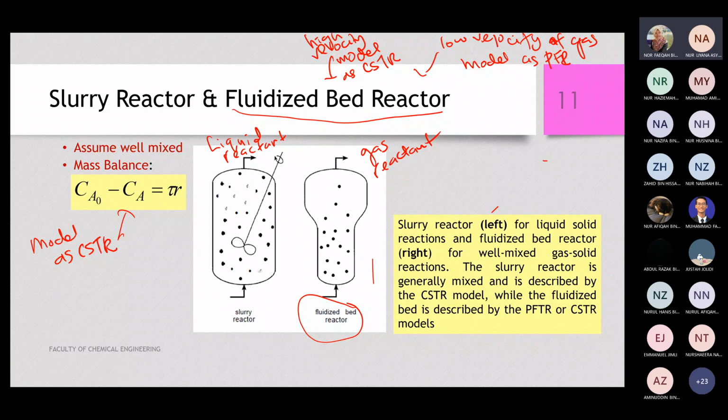But slurry reactor, we can model as a CSTR, because it consists of an impeller. So it's quite similar to a CSTR, for slurry reactor. Except the catalyst, the reactor is for the reaction between the liquid reactant and solid catalyst. So that's why we don't call it CSTR. We call it slurry reactor.